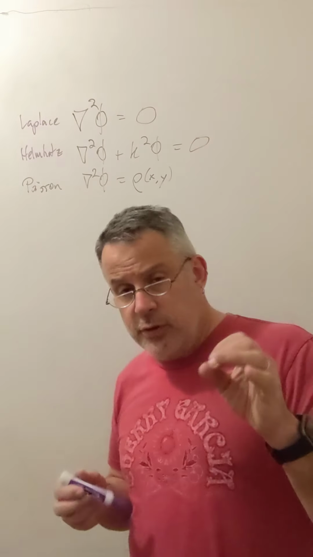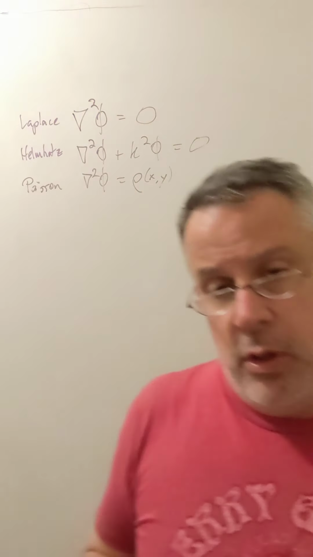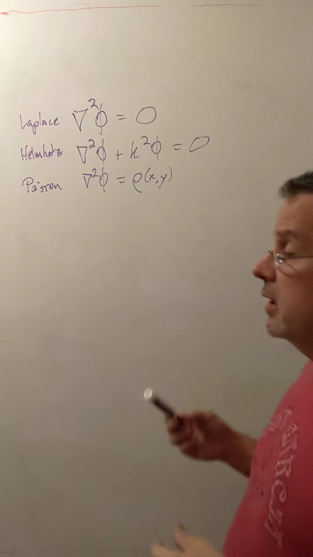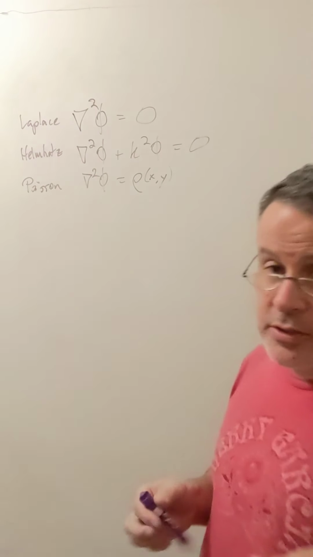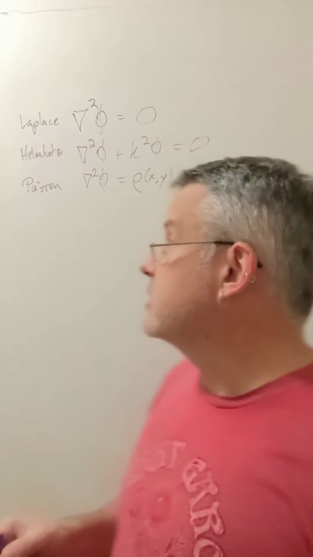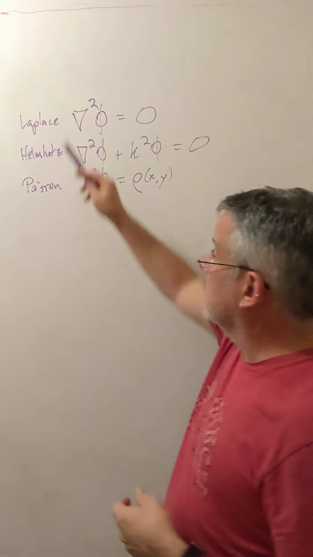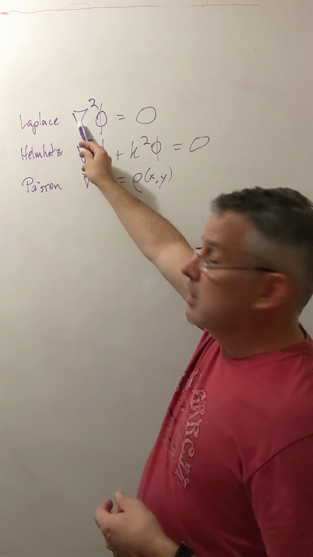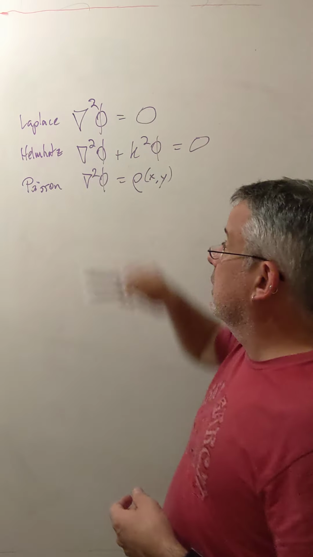Okay, so this is our first introduction to partial differential equations, and we're going to look at some of the classic spatial partial differential equations. We're just going to look at them in two dimensions. So in x and y, we have the Laplace equation, which is the Laplacian of phi equals 0.